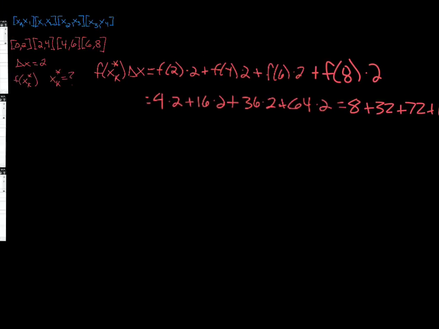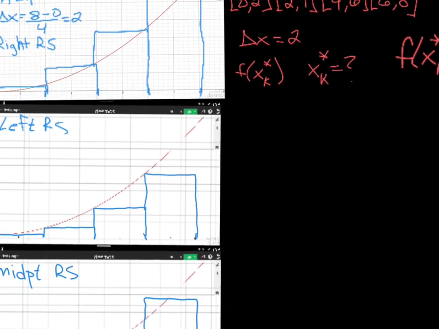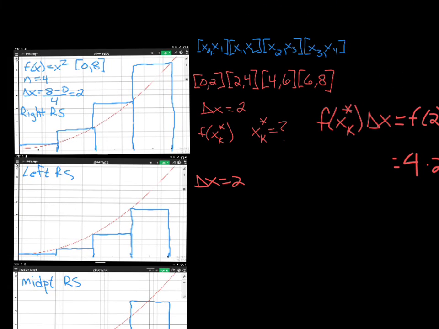So the process is the same for the left one. The similar thing is that our change in x is still going to be 2. The difference is that instead of using the right-hand height, we're going to use the left-hand height now, okay? And the process will be the same. We're just going to find the height at each of those points. So again, on the left one, we're going to do f of 0, f of 2, f of 4, and f of 6.